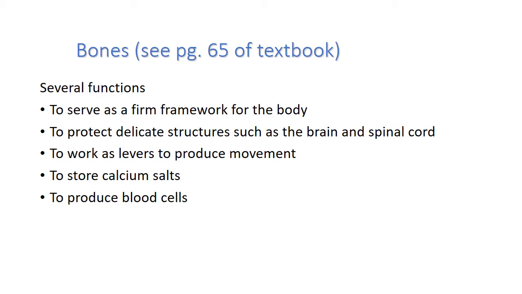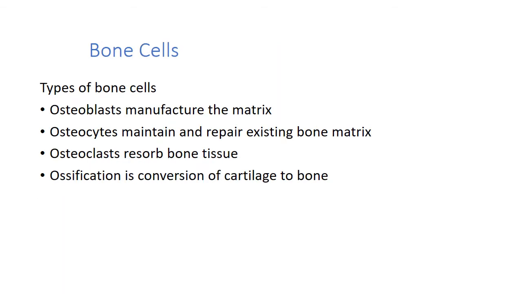The bones work as levers to produce movement because the muscles pull on the bones in order to produce movement. A hard structure is needed for the muscles to actually move the body. Bones are a reservoir of calcium and phosphorus salts. These are also known as minerals. And a very important function of bones is to produce blood cells. Not just red blood cells, but white blood cells and platelets as well.